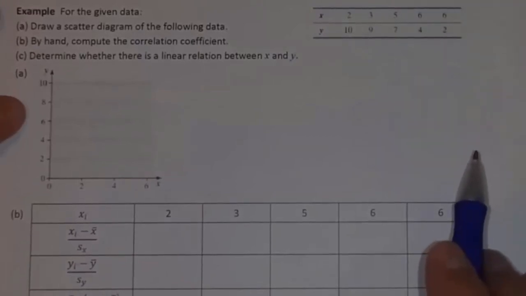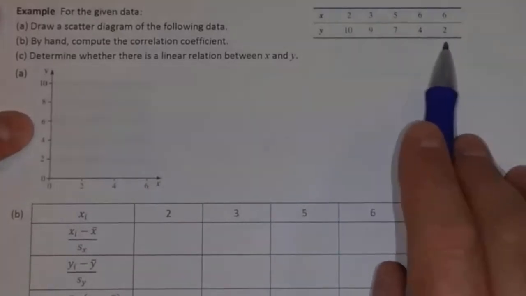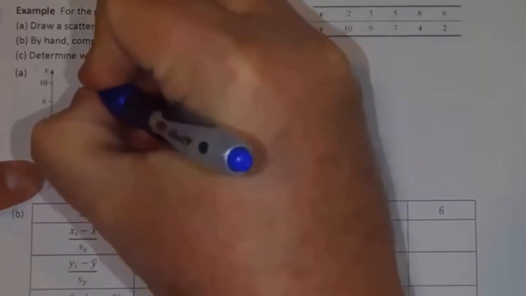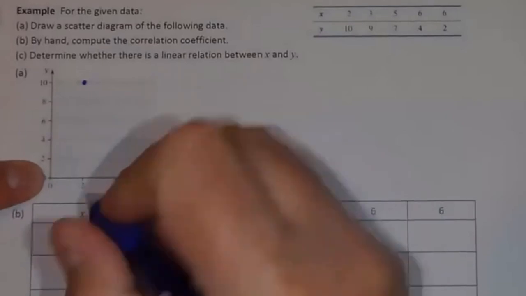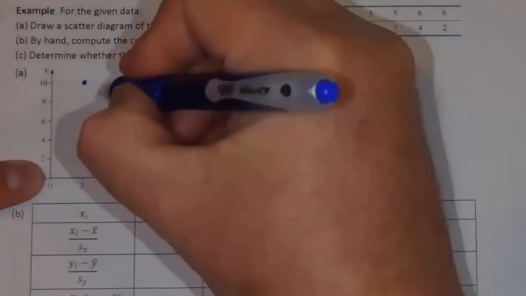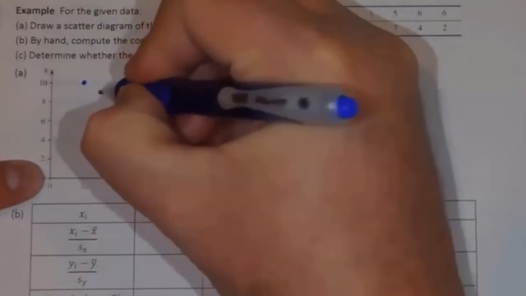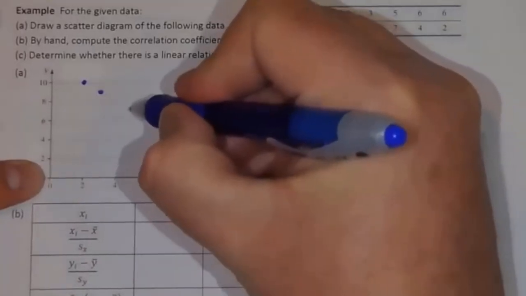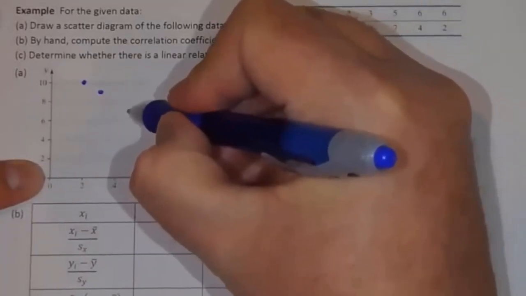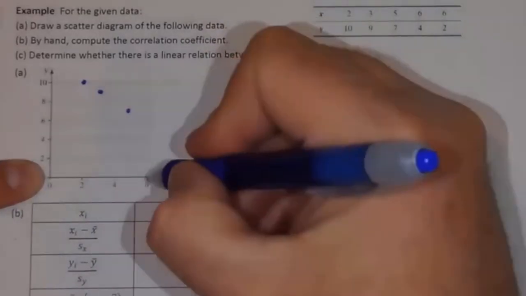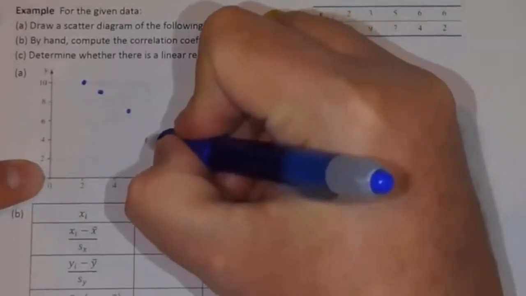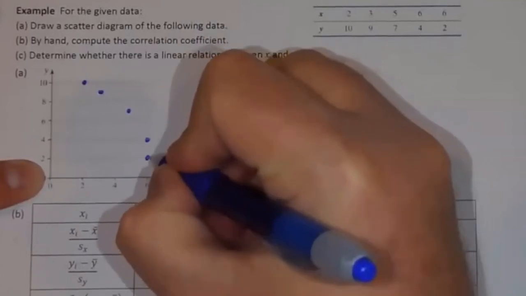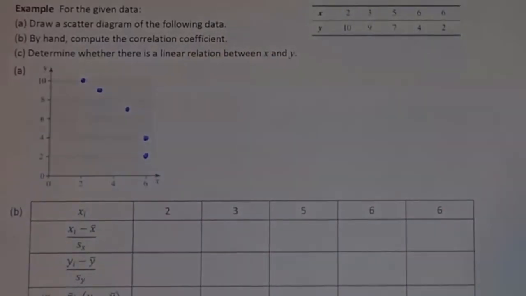So I'm going to start by creating my scatter plot. I have the point (2, 10), that's just going to be up there. I have the point (3, 9), so 3 is going to be here, 9 is going to be around there. So there's the point (3, 9). (5, 7): 5 is going to be here, 7 is going to be about there. (6, 4): 6 is here, 4 is here, and (6, 2). So there's our scatter plot.